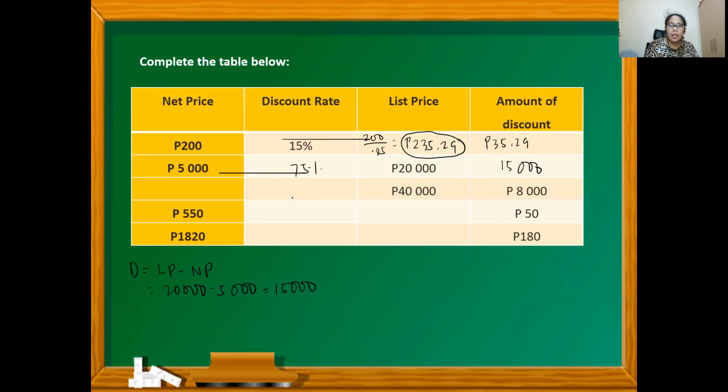Okay. And then here, we're also to solve for the net price and the discount rate given the list price and the amount of discount. So by subtracting the two here, we can work on the net price, and the net price is 32,000 pesos. So the discount rate is 8,000 divided by 40,000. And that gives us 20%.